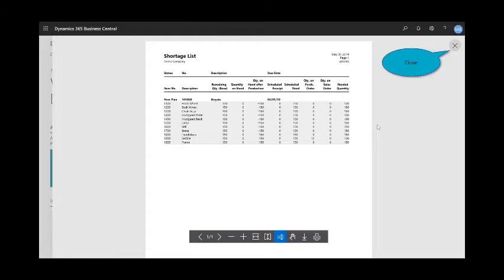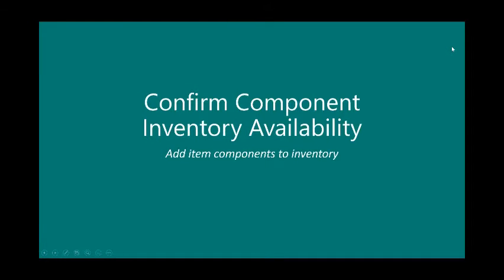Now, the reason for the report is we don't want to put a production order on the shop floor without having those components or the raw materials to build them. Next, we'll add the 11 item components that are short into inventory for the production order, and we'll use the item journal for that.